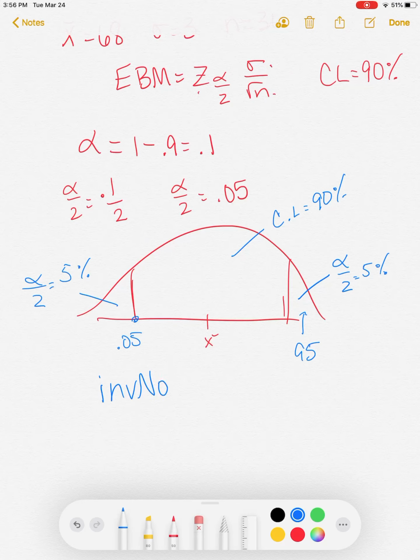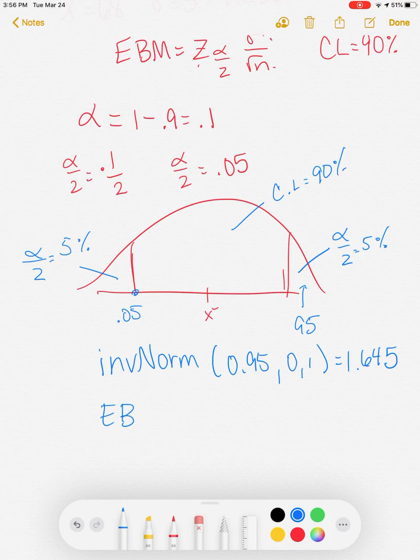So what we're going to do is the inverse norm. So let's do inverse norm of 0.95. Using our calculator, inverse norm, I'll do it with you so we take about the same time, I hope. We're putting a mean of 0 and standard deviation of 1. That would give us 1.64. Let's round to thousandths, 3 digits, so that'll be 1.645. So that is how we find our EBM.